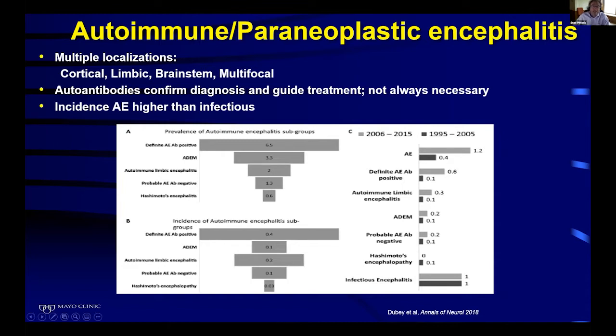And I suspect that, as Dr. Najjar had alluded to, when we soon try and figure out the seronegative cases, then I suspect it will be more common than infection. Now, autoimmune encephalitis can essentially affect any part of the central nervous system. And oftentimes patients will have multifocal neurological presentations.